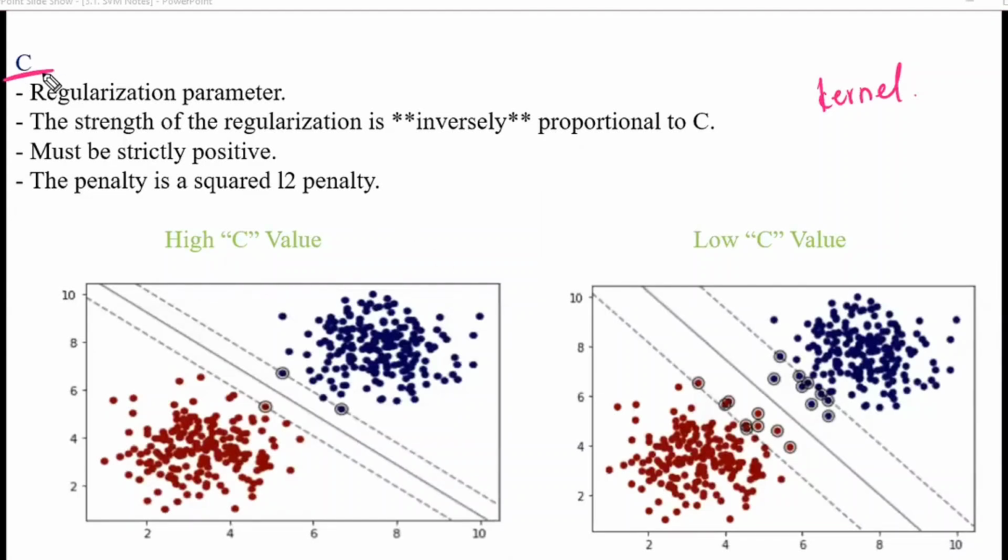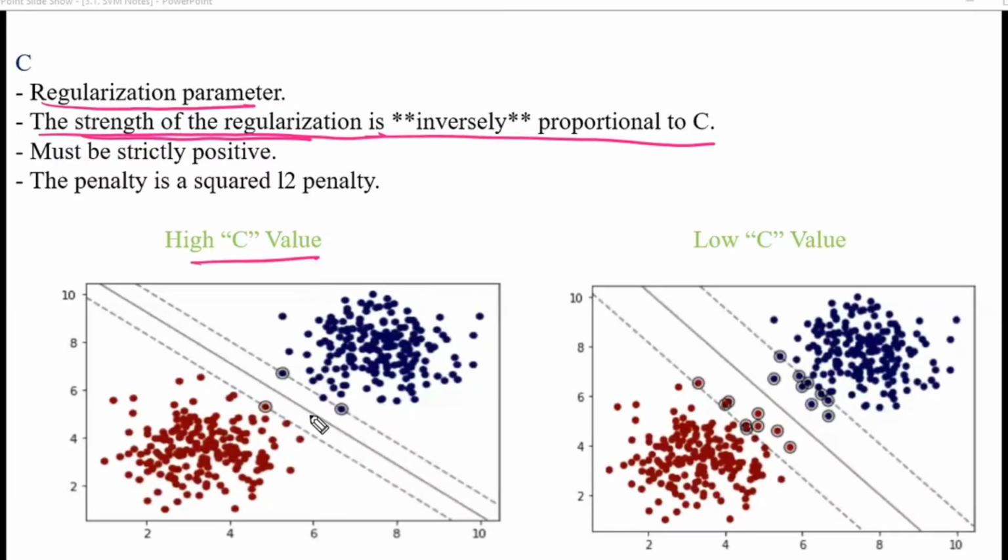C is a regularization parameter, and the strength of the regularization is inversely proportional to C. For example, if you give a higher value of C, you are using fewer data points as support vectors. The lower the C value, the more data you give as support vectors. If you want more support vectors, then we have to go with a lower C value. Fewer support vectors means a higher C value.